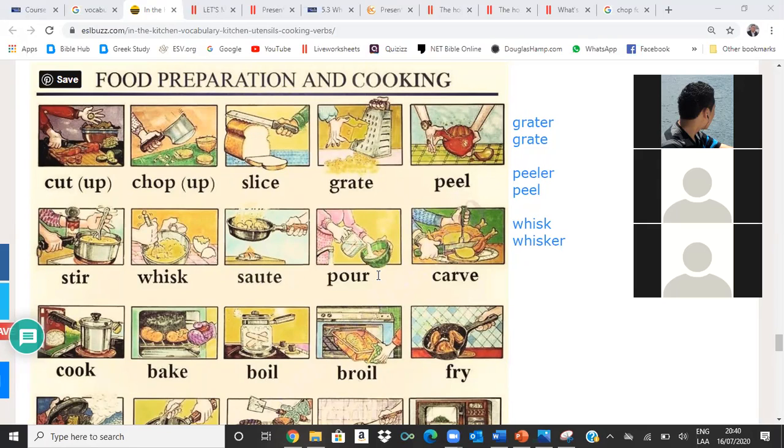Okay. Next, pour. Pour means, for example, when you're eating cereal in the morning, you pour milk in the bowl. Now, aquí viene otra palabra que también usamos para carnes. Carve. Carve the turkey. For example, Thanksgiving, lo que hacemos, chompipollo o pavo, carve. Carve the turkey.